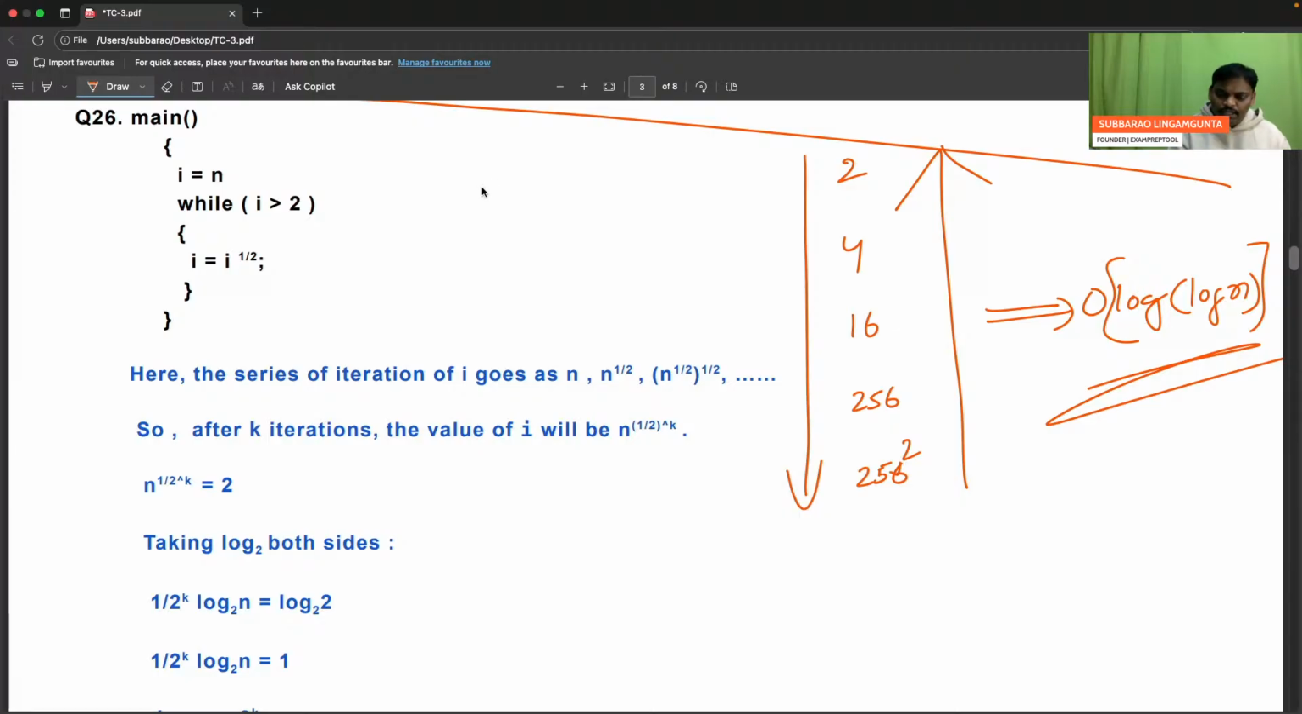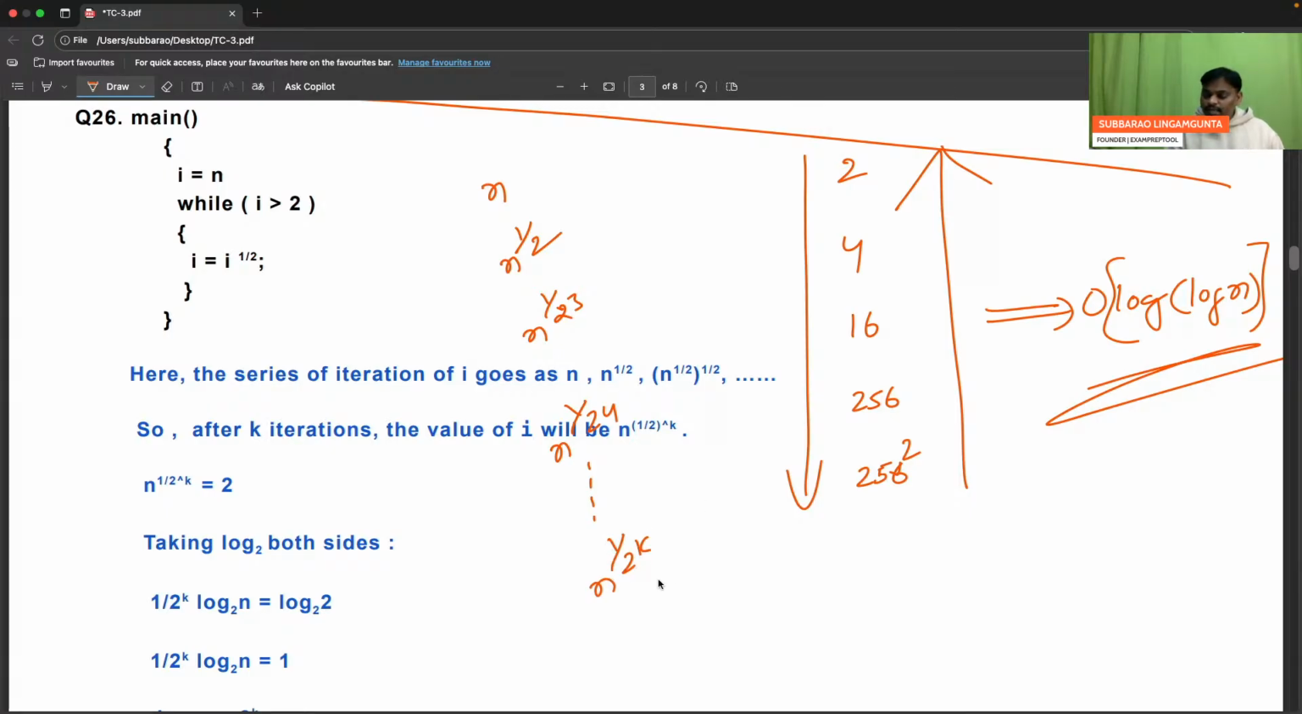i is initially n. Next one, n power 1 by 2. Same story. Don't memorize anything by heart. Until you are confirmed, keep on doing the proof. When you are confirmed, directly do it. n first. Next one, n power 1 by 2. Next one, n power 1 by 2 cubed, then n power 1 by 2 power 4. If I do it 4 times, this is the story. If I do it k times, n power 1 by 2 power k.